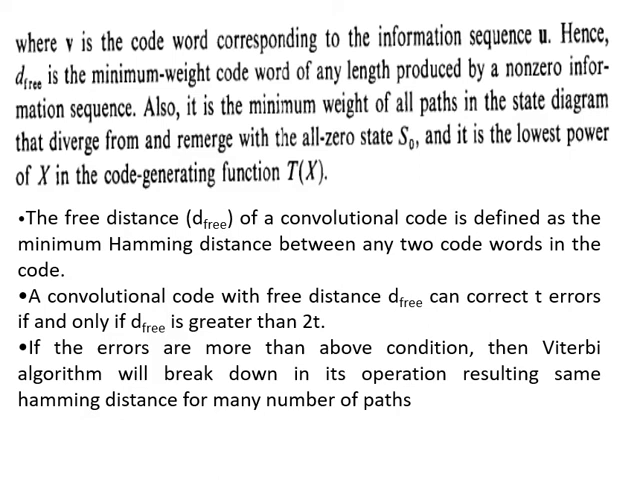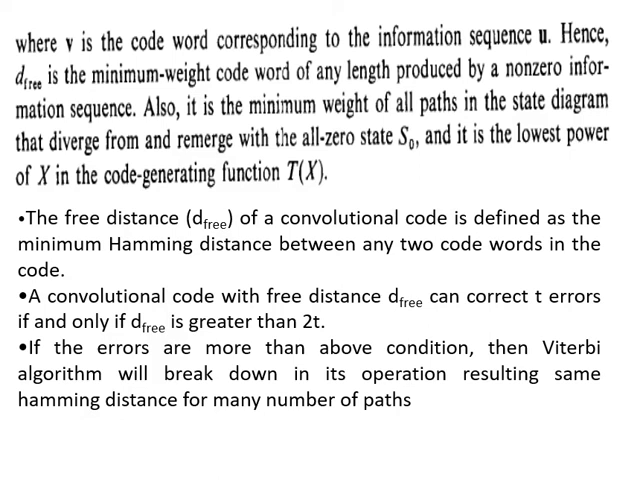So the minimum free distance d free of a convolutional code is defined as the minimum Hamming distance between any two code words in the code, or we can say that a convolutional code with free distance d free can correct t errors if and only if d free is greater than 2t. So if d free is greater than 2t, then it can correct t errors.